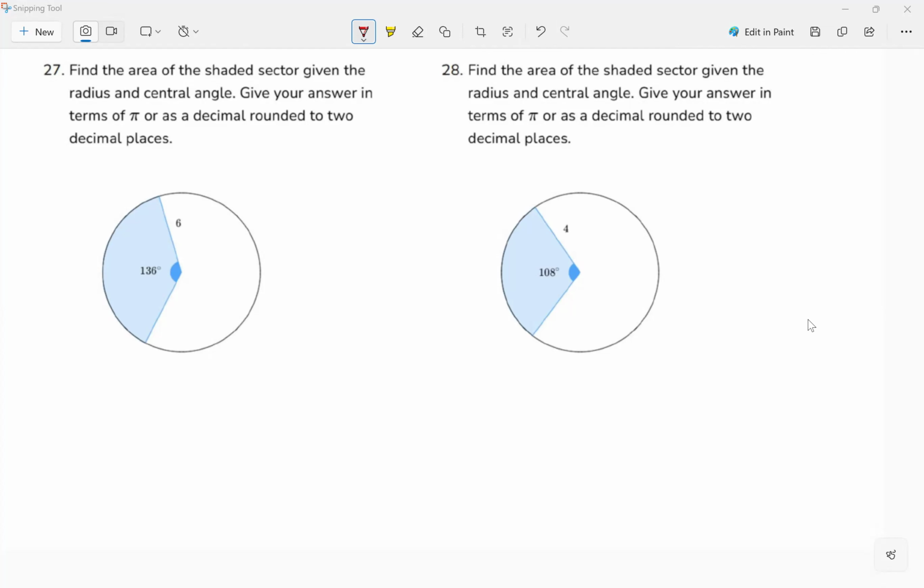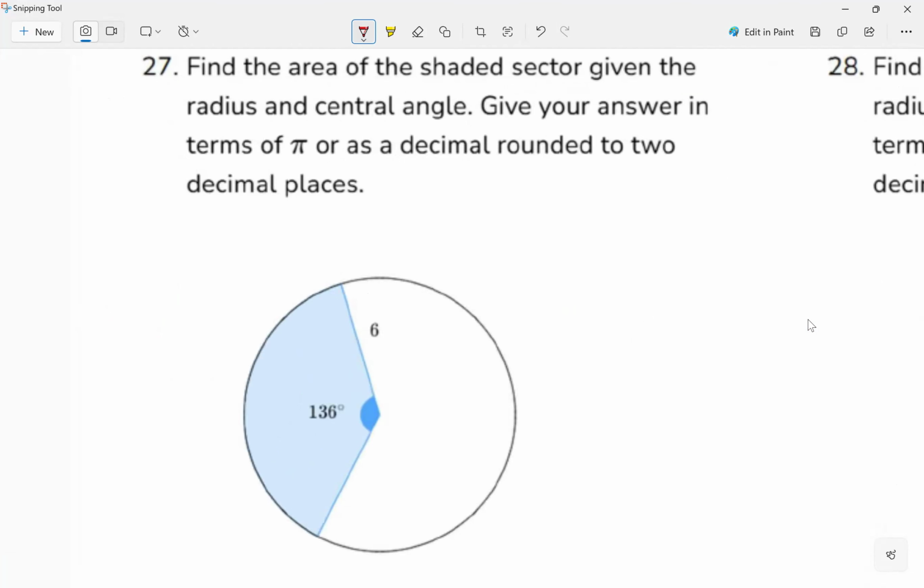Okay, so for today, we're going to find the area of the shaded sector, which we call the sector area, like the area of part of a circle. For number 27, I see: find the area of the shaded sector given the radius and the central angle. Give your answer in terms of pi or as a decimal, rounded to two decimal places.